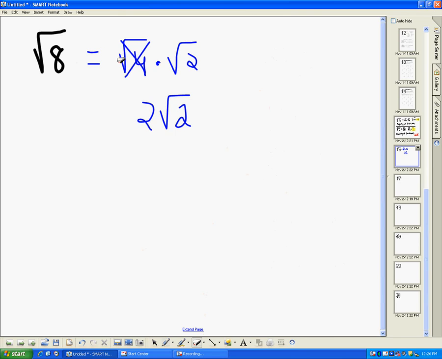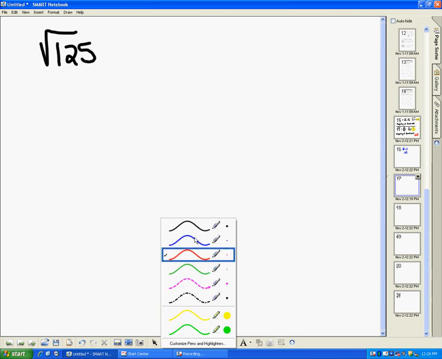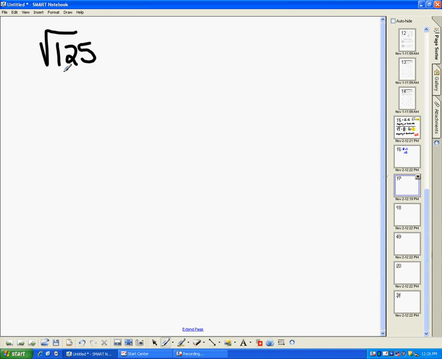So you can always just pull out numbers until you simplify it as much as you can. I know for the square root of 2, there's nothing else that goes into 2, so I can't simplify this anymore. But like I said, when you have larger numbers, it gets a little bit more difficult. So another strategy is to do prime factorization, just like you did in elementary school.